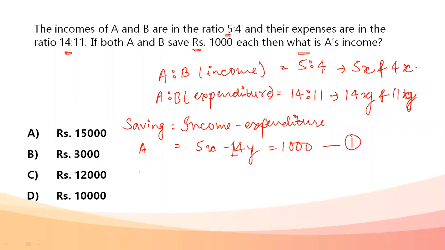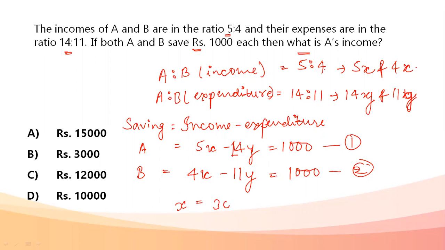First equation. Second, if we talk about savings of B, it's 4x minus 11y. That is also equal to 1000. Second equation. Okay, now what we need to do, we need to solve these two equations. Let's solve out these two equations. Either I can multiply the first equation by 11 or I can multiply the second equation by 14 and we can do this way. Either you can go by the elimination method, also substituting the variables. Any way which we do, we'll get the same answer.